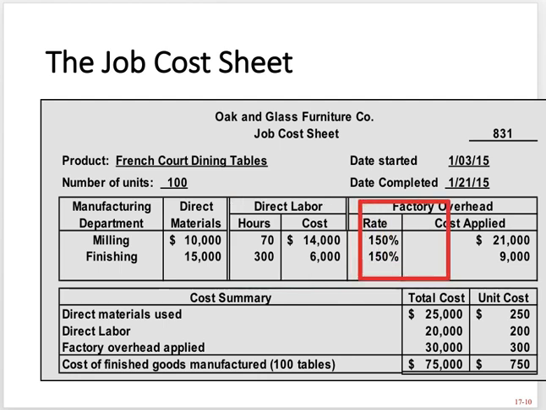And then you also have factory overhead. Again, I'll talk about how we came up with these numbers later. But they're all specific to this job. And then you're going to have multiple job cost sheets, one for every job.